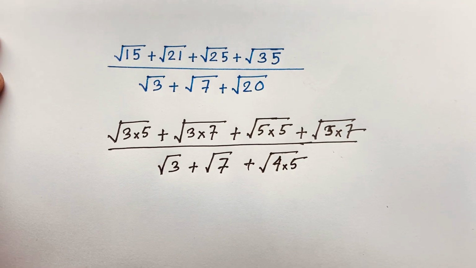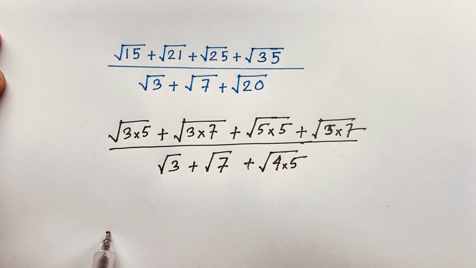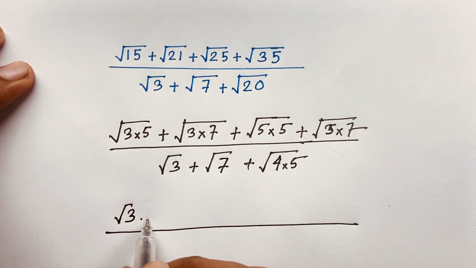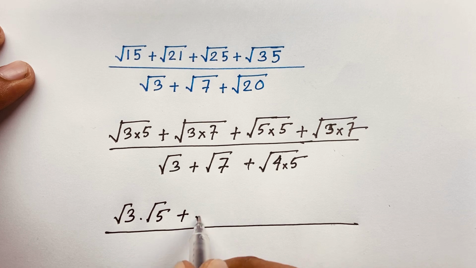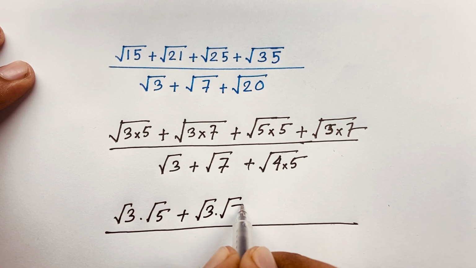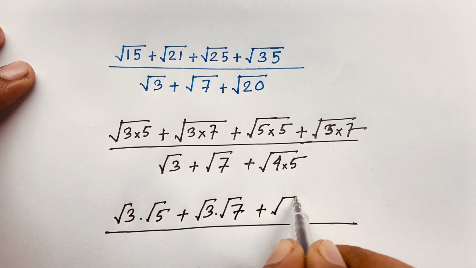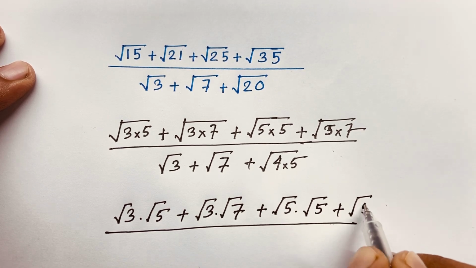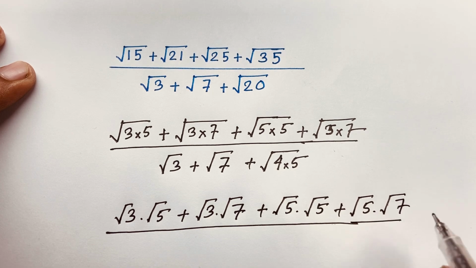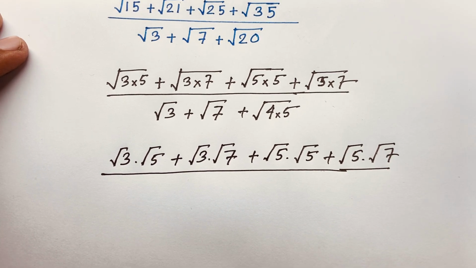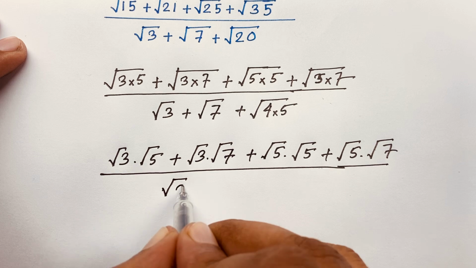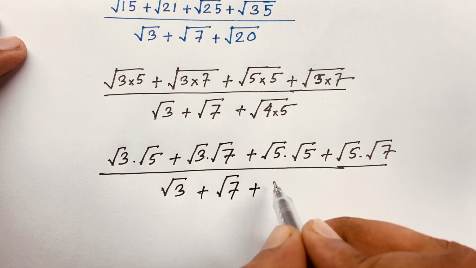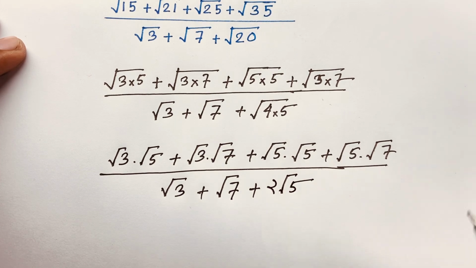Now at this moment you can see easily here, it will be square root 3 times square root 5 plus square root 3 times square root 7 plus square root 5 times square root 5 plus square root 5 times square root 7, over square root 3 plus square root 7 plus 2 square root 5.